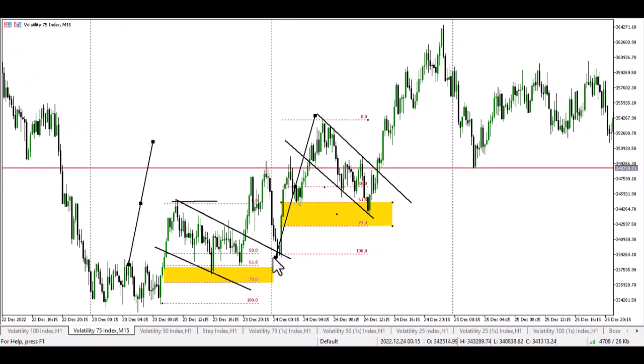Then we have this as the impulse, then we have this as the consolidation, and the yellow zone as your point of reference, right? So what you are doing is you are getting your trades in the yellow zone, and you are taking your profits at the top here.